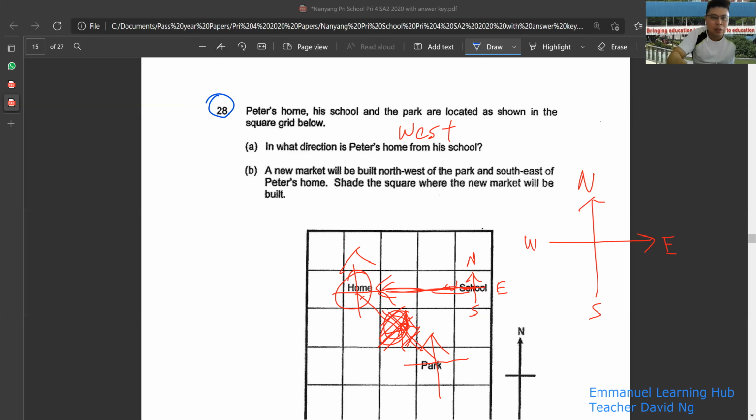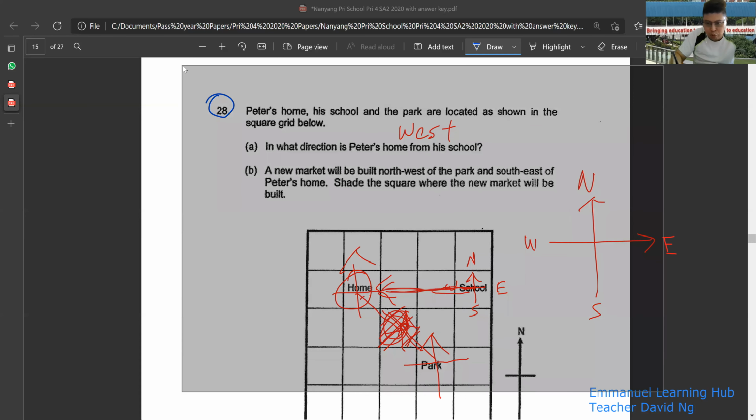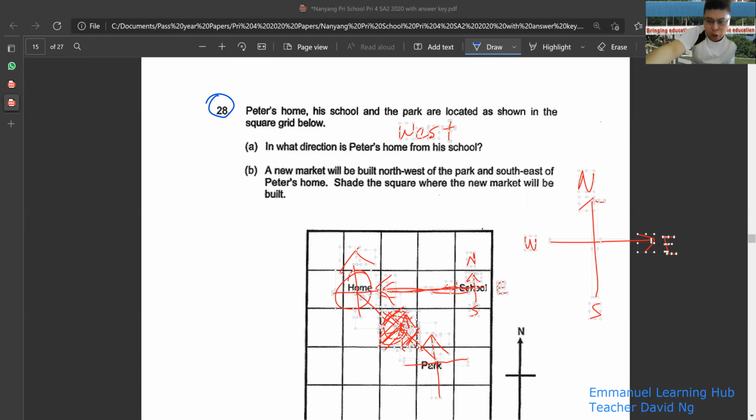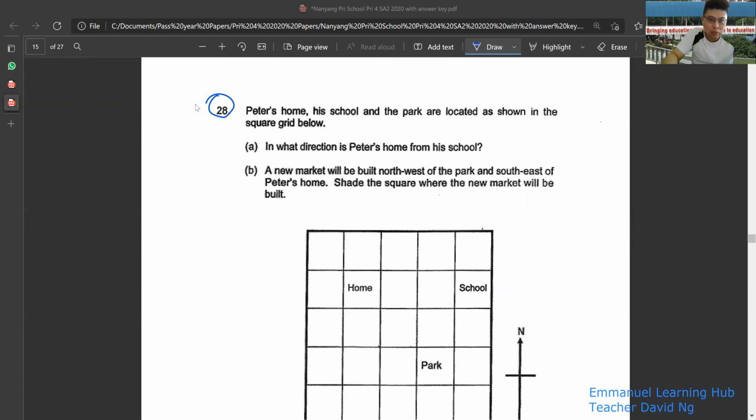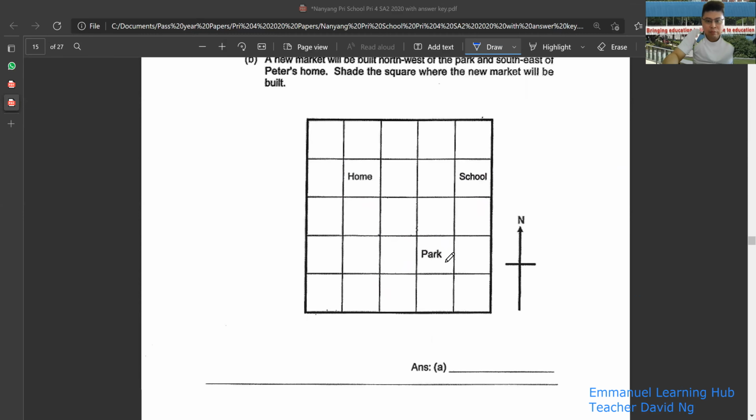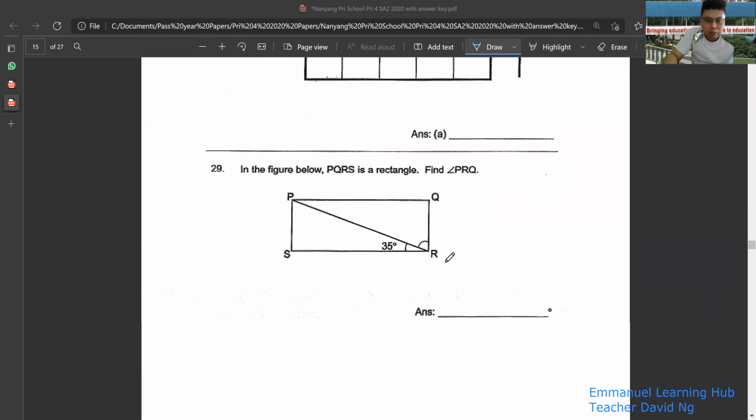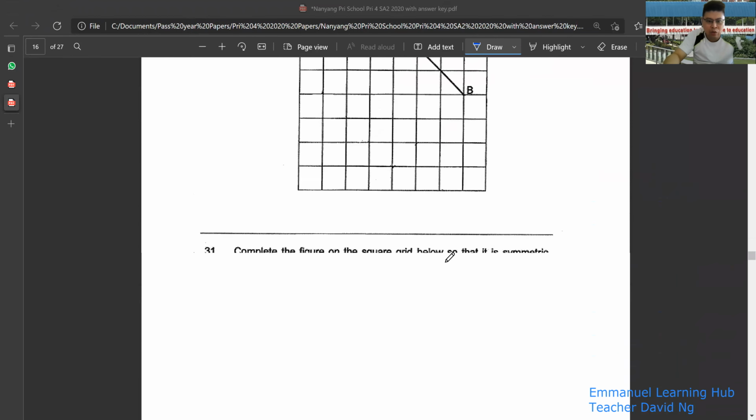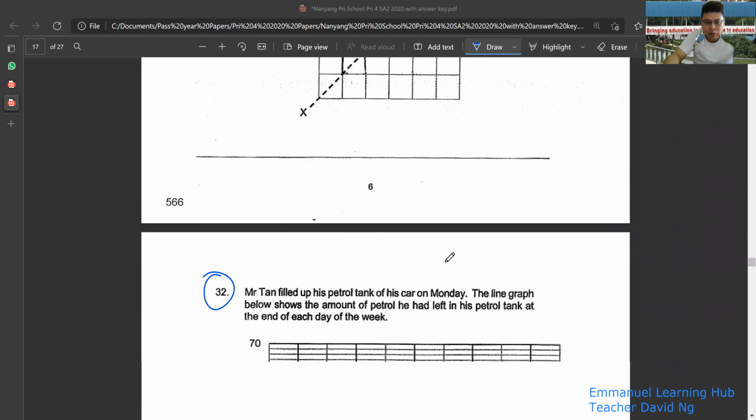Okay, good. I never checked whether your B got correct or not. Okay, never mind. If your B got correct, let's move on to the next question. That means 28, only part A is wrong. Okay, 29, you got it right. 30, you got it right. 31, you got it right.